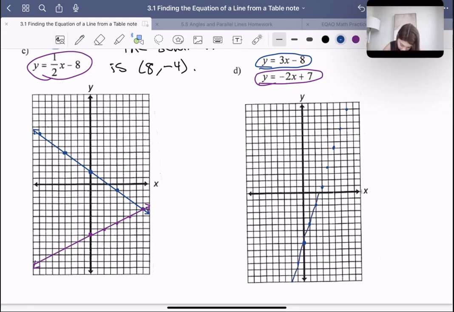Let's draw a line through all of them. Good. And then let's do the second one, which is the purple one, where we have negative 2x plus 7. So that means we'll start at plus 7. So 1, 2, 3, 4, 5, 6, 7 is right there. And then we have negative 2 as our slope. So that means we'll go down 2 and over 1. So down 2 over 1, down 2 over 1, down 2 over 1, down 2 over 1. Here, here, here, here, here, here, here.